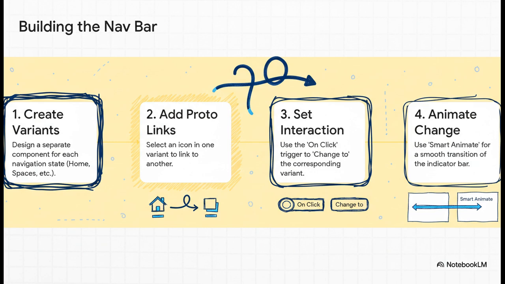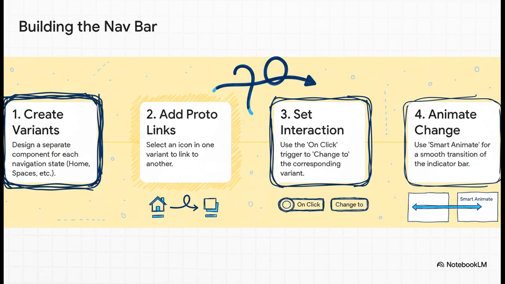First, you just build out each of those states as its own variant. Next, you jump into prototype mode and you literally drag a little connection, we call it a noodle, from an icon in one state, let's say the Spaces icon, over to the entire Spaces variant. You tell Figma the trigger is onClick and the action is to change to that new variant. Then for the final chef's kiss, you use Smart Animate.